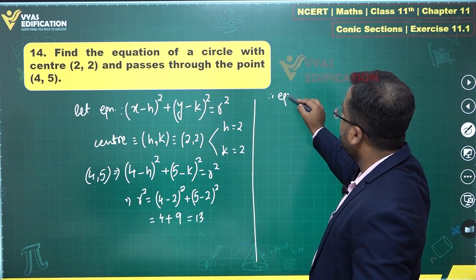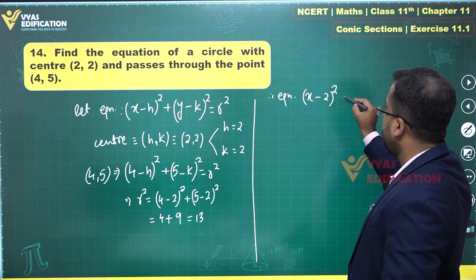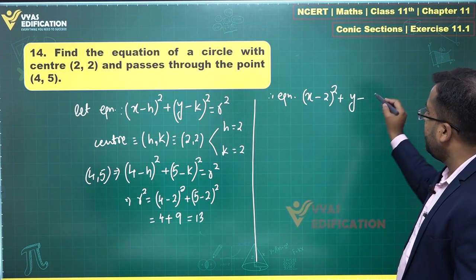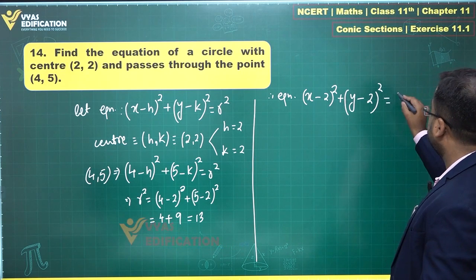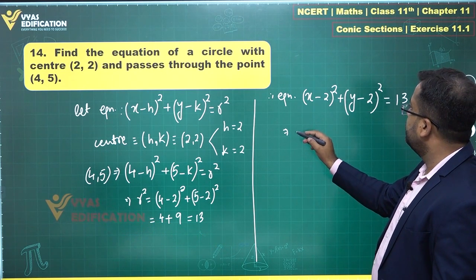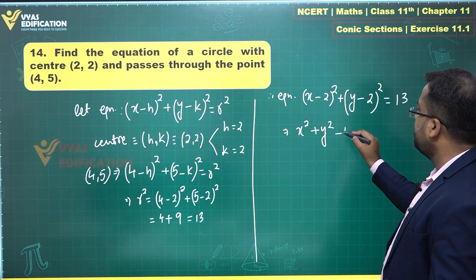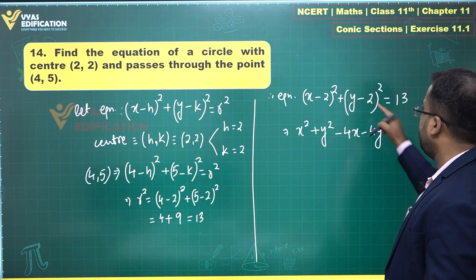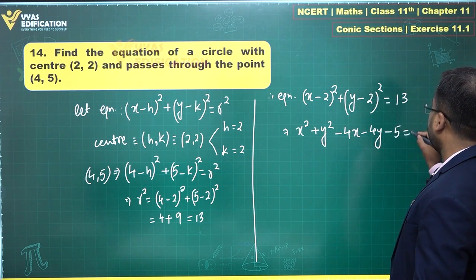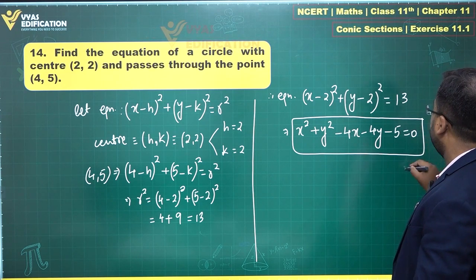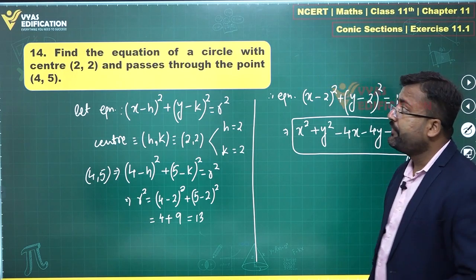Therefore the equation will be (x minus h) whole square, which is 2 square, plus (y minus k) whole square, which is again 2 square, is equal to r square, which is 13. This is what you get. This tells me x square and y square will be here, minus 4x, minus 4y. From here, 4 plus 4 is 8, minus 13 will be minus 5. This is the final answer for this question, as you can see behind me. That's the 14th question for us.